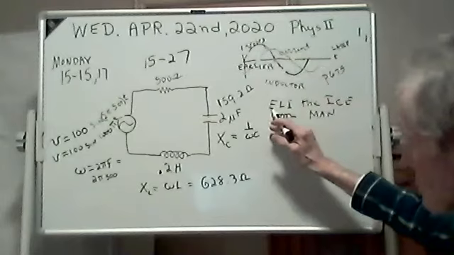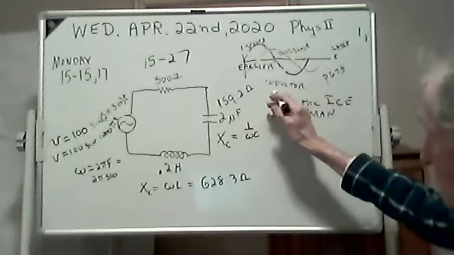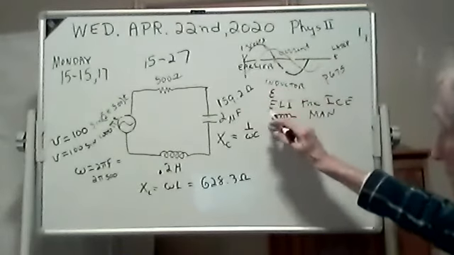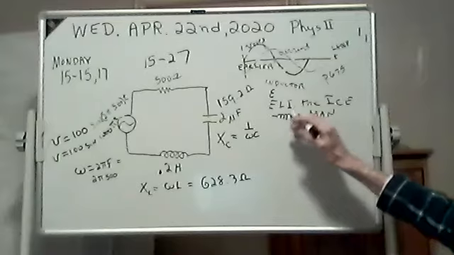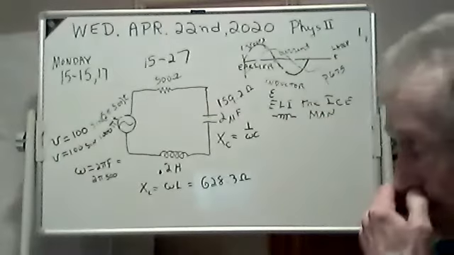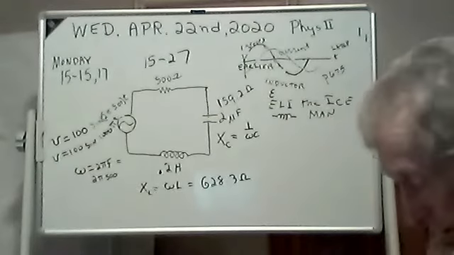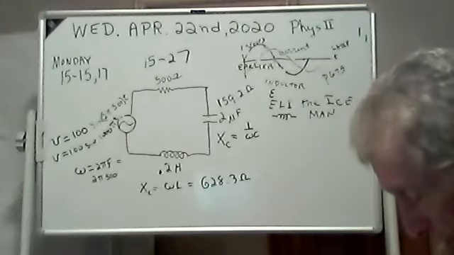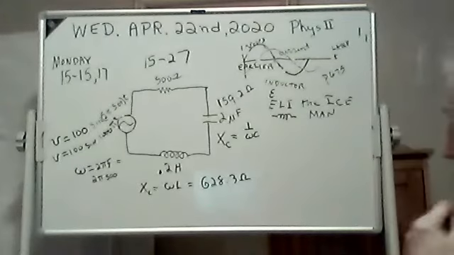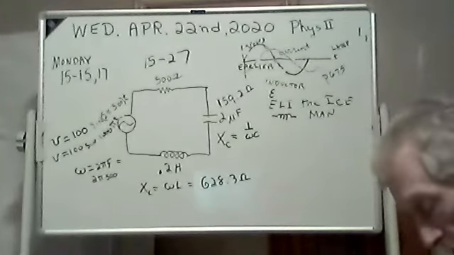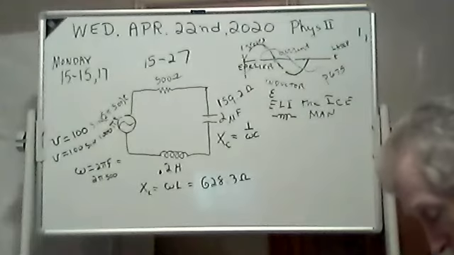The voltage, E, you can write that E like that if you want. The voltage leads the current in an inductor. And they explain that better in the book than I did. And they even draw the phasor for it.